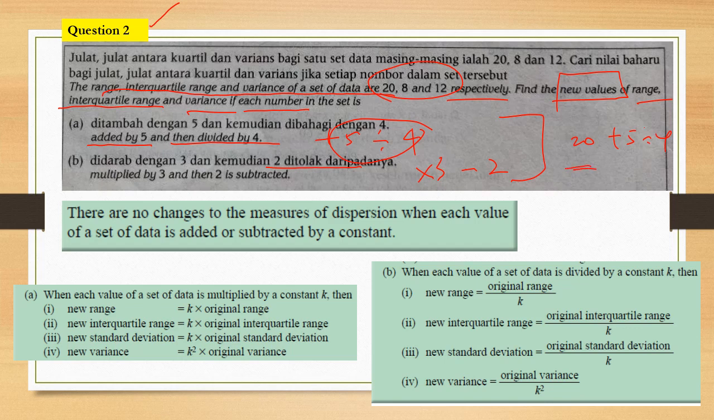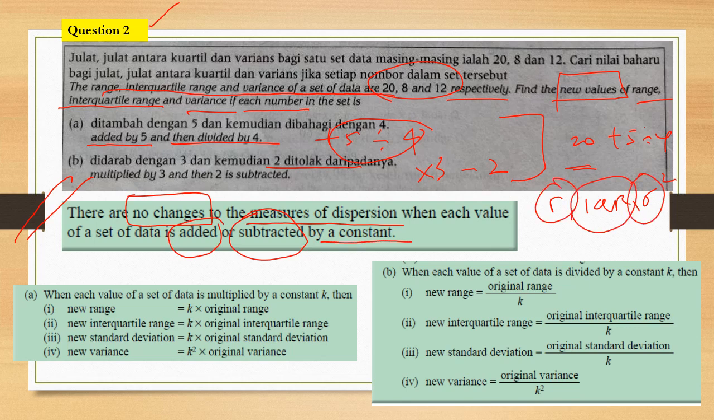Yeah, because they forgot this one in the textbook. When we learn about the changes of measures of dispersion, there are no changes. Class, there are no changes to the measures of dispersion, that is the range, IQR, and also the variance, when each of the set of data is added or subtracted by a constant. It will not change. This one will still be the same.